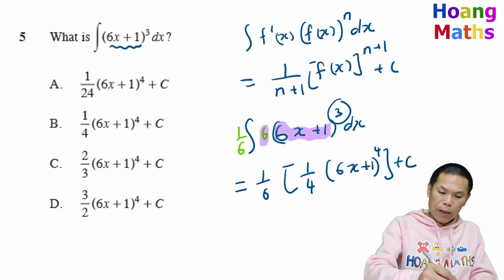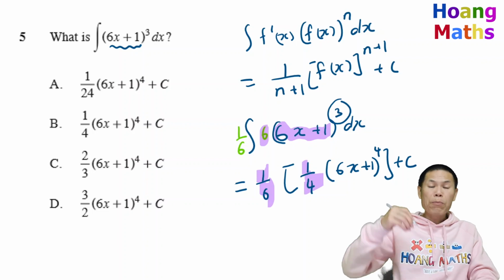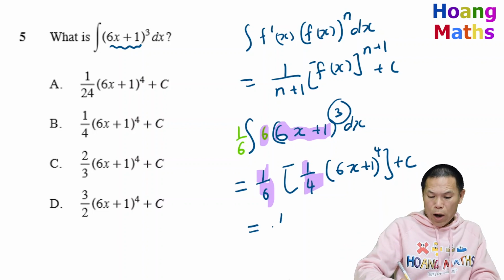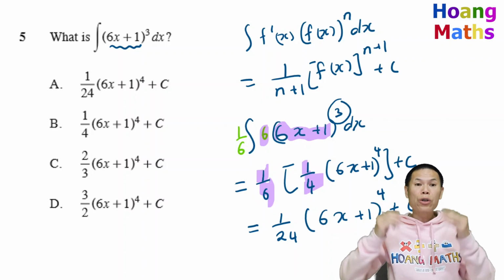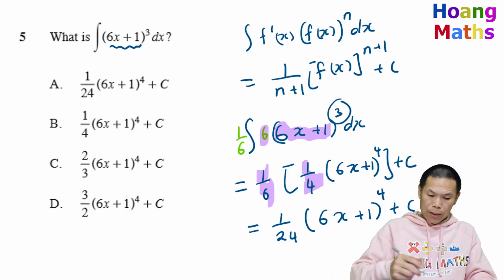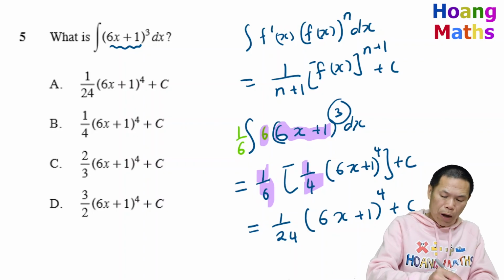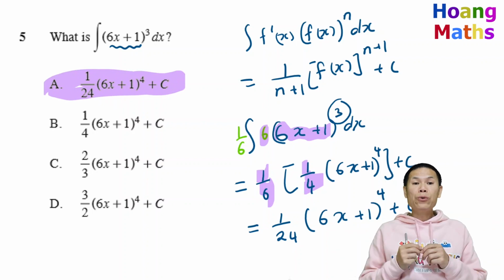So there you go. But then we just times this together. A quarter times 1 over 6 gives me 1 over 24. So that is equal to 1 over 24 bracket 6x plus 1 power 4, plus c. So there you go. So the answer should be A. 1 over 24, 6x plus 1 power 4 plus c. There you go.